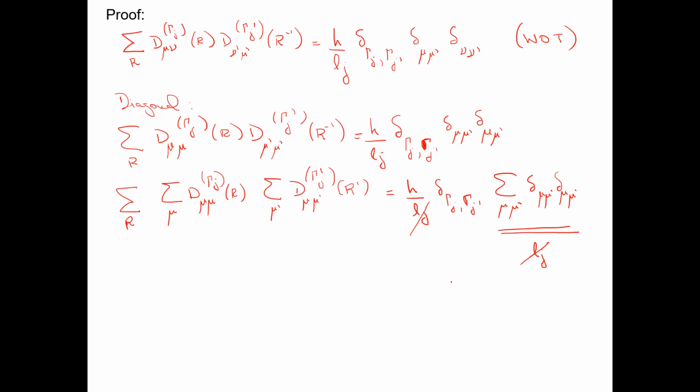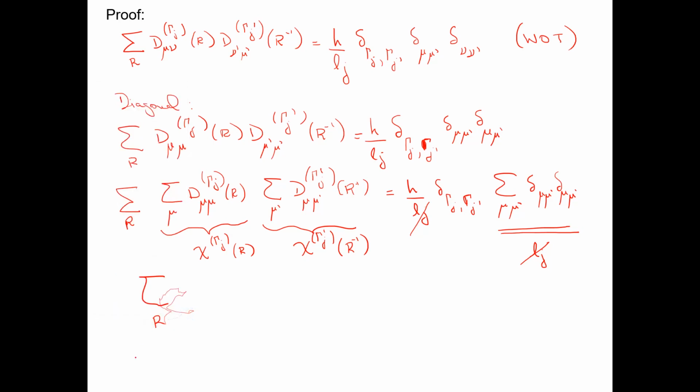Okay, and of course these are simply the characters, right? These are the traces, so they are what we call characters. So this is the character corresponding to the representation gamma j and symmetry operation R, and this is the character of the representation gamma j prime, symmetry operation R minus 1, R inverse.